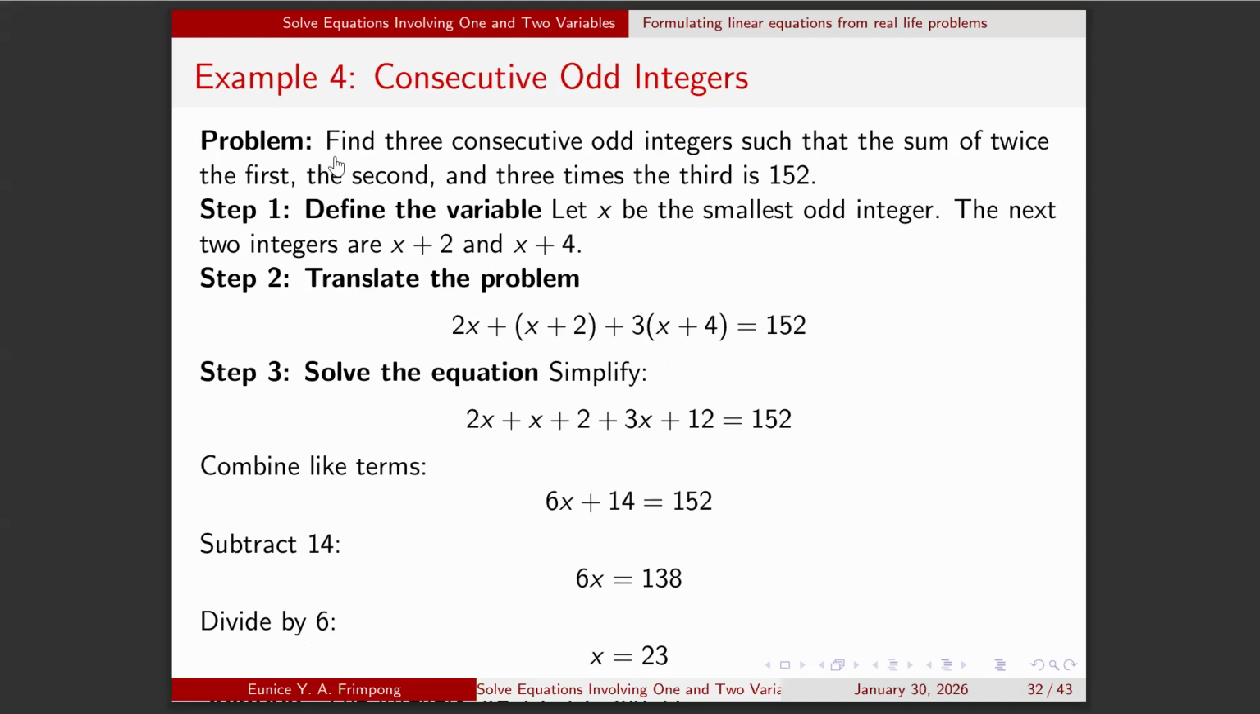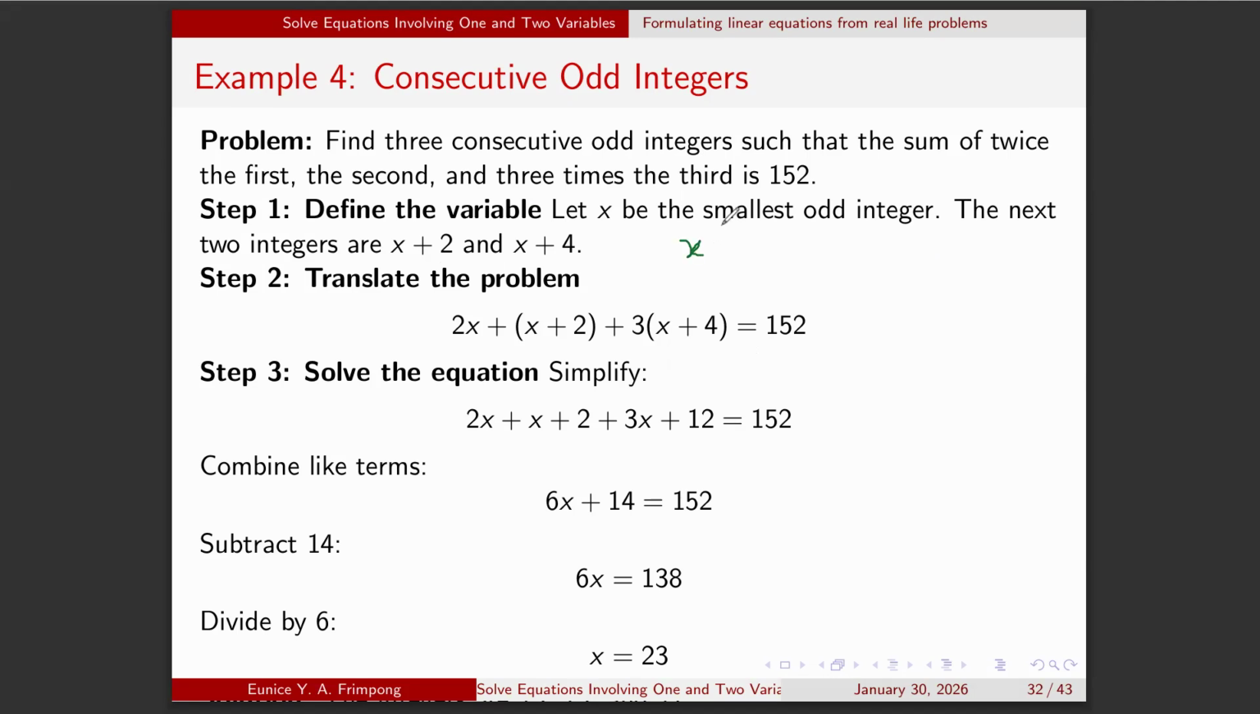Here's another example. Find 3 consecutive odd integers such that the sum of twice the first, the second, and 3 times the third is 152. So the first thing to know is that you always must know your first integer and you use a variable to represent it. So I'll say that my first integer is what? x. Because I don't know.